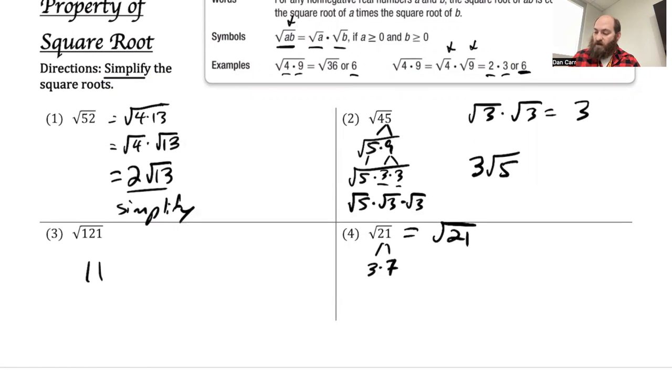All right, so let's talk about a few more examples and then that'll be it for this one. Okay, it's a little bit tricky here.